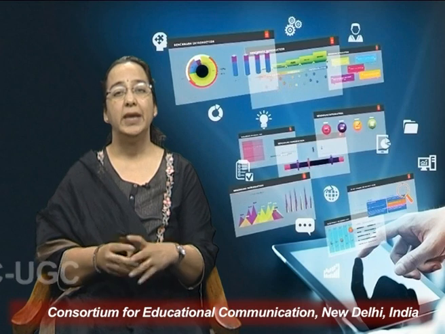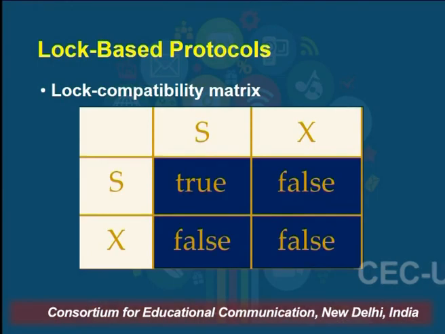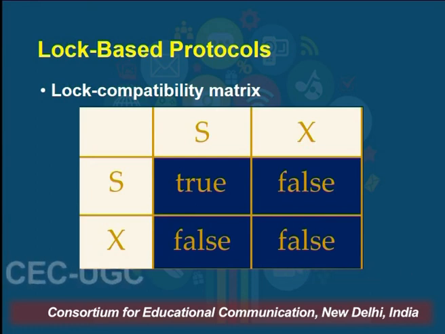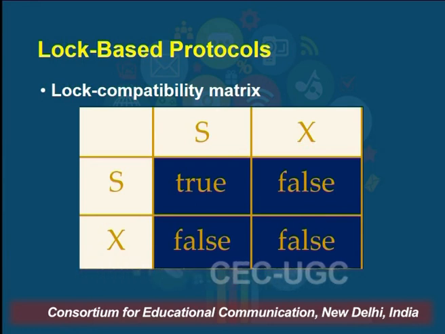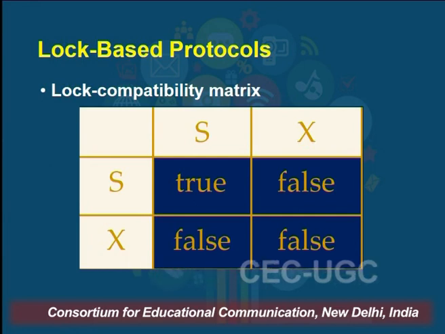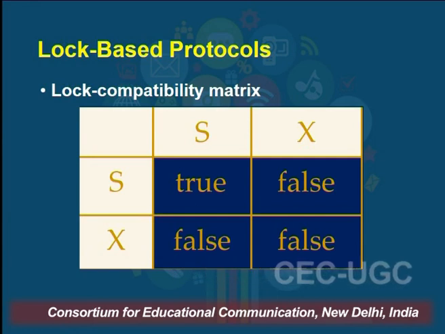Now, if we want to see the compatibility of both locks, we need to understand this table which is on the screen. In the first row we have two kinds of lock modes, S and X, and similarly in the first column we have S and X. This lock compatibility matrix says that if one particular data item is accessed by one transaction in S mode, another transaction can also take that data item in S mode. So S in the column and S in the row give you a combination of true.